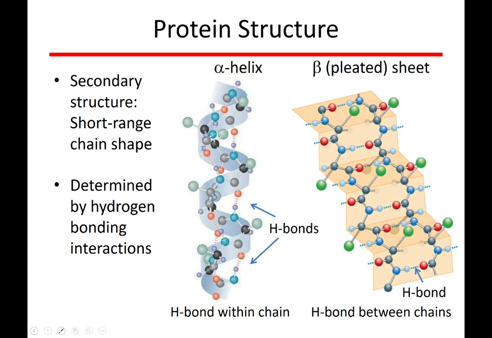You have to know that there are two types of secondary protein structures, one called an alpha helix, where you have hydrogen bonding within the same chain, and beta or pleated sheets, where you have hydrogen bonding between two or more chains. And lastly, you need to know that the type of structure that it adopts is determined based on what helps you to maximize hydrogen bonding interactions.